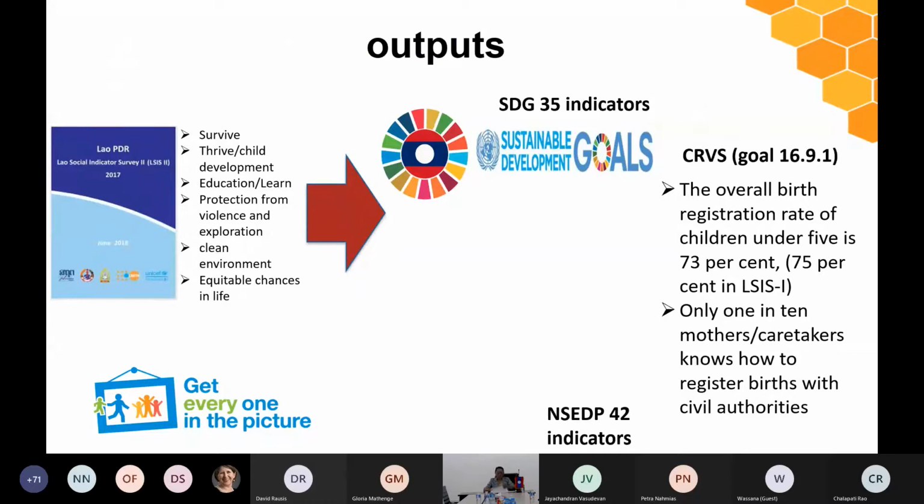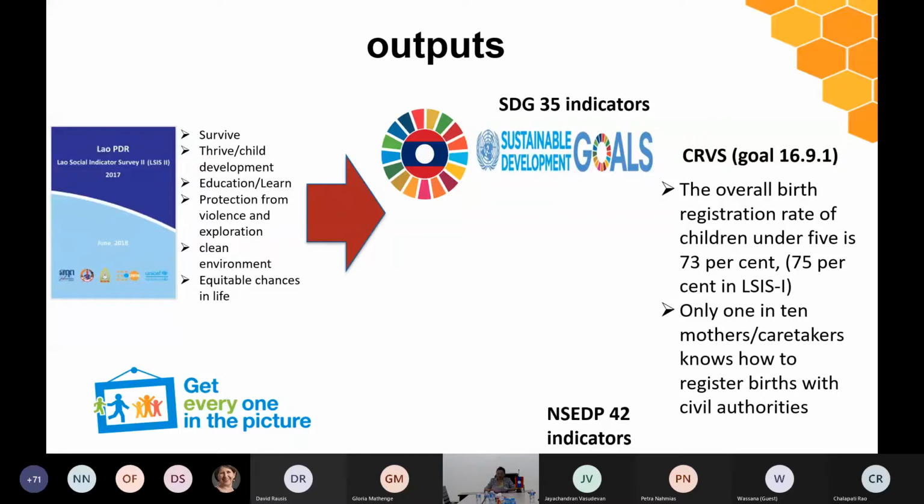For the output, we got quite a lot of information from the survey, like survival of children, child development, education and learning, protection from violence and exploitation, clean environment, and equitable chances in life. From here we get about 25 indicators to support the SDGs. For CRVS, we can respond to only one goal: Goal 16, target 9, indicator 1. That means the overall birth registration rate of children under 5 is 23%. If we compare to the last survey, it was about 75% in LSIS 1.